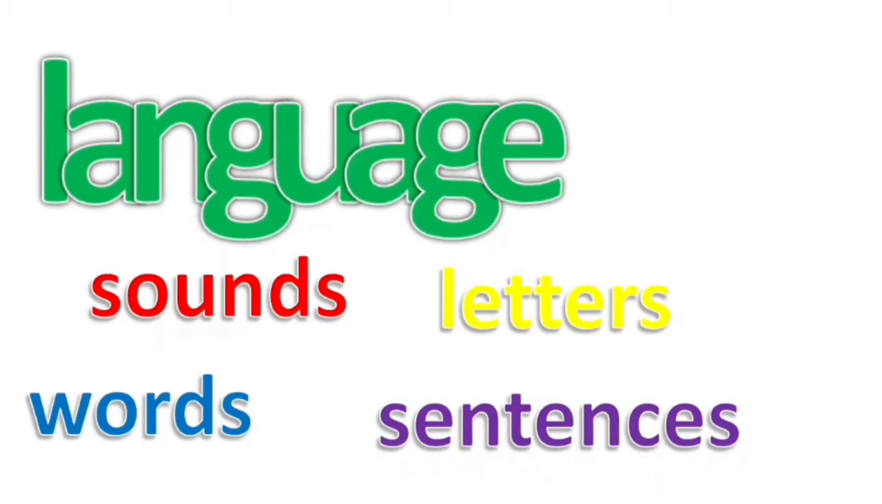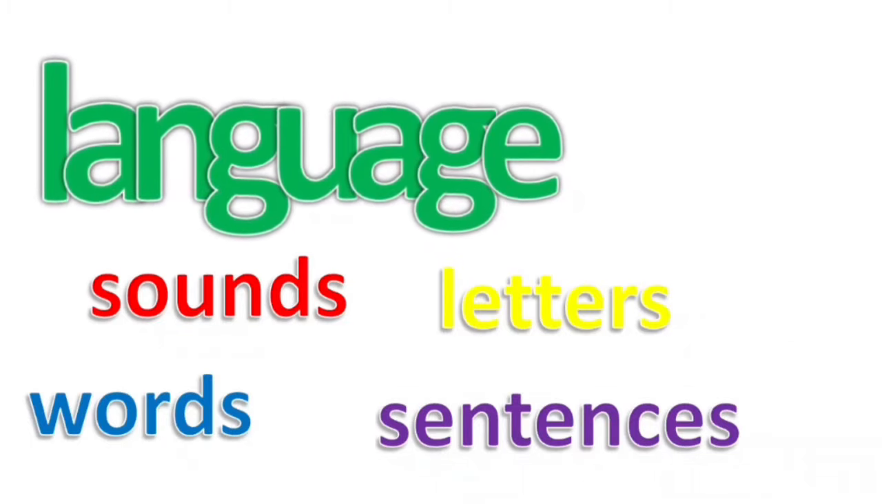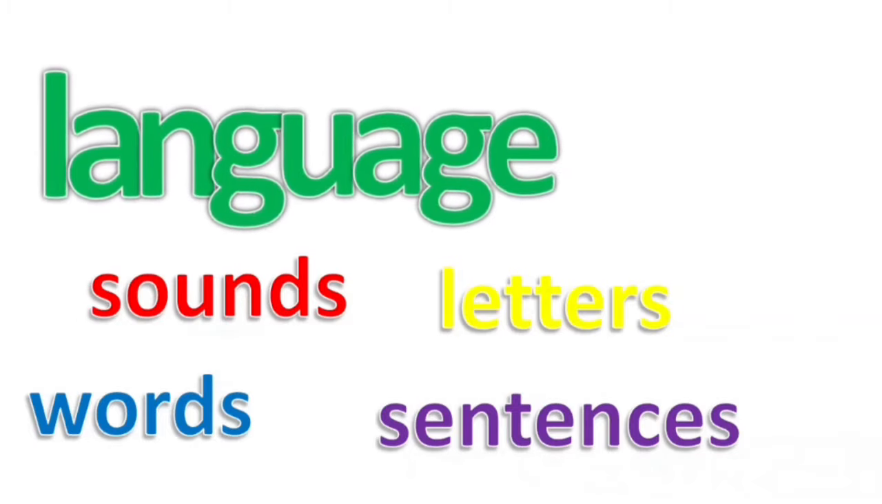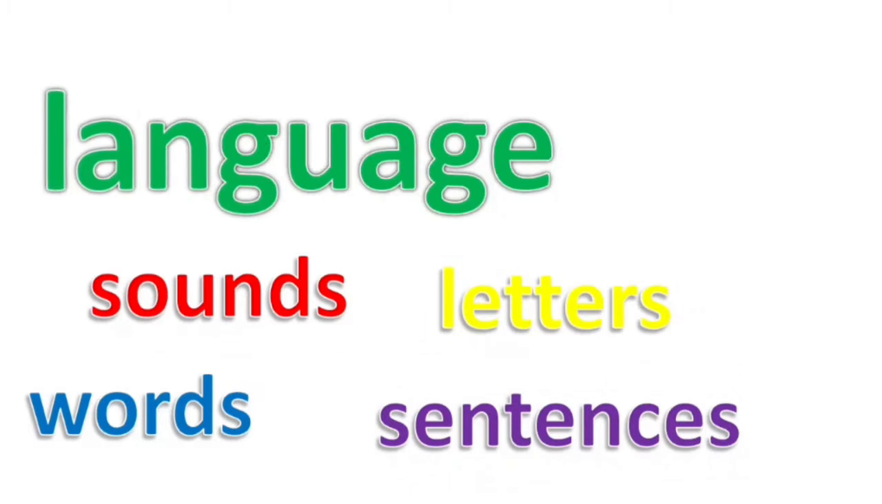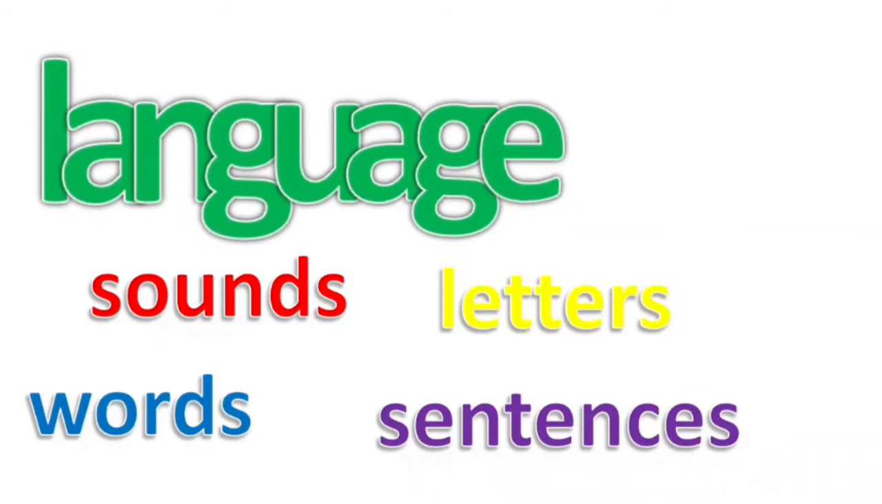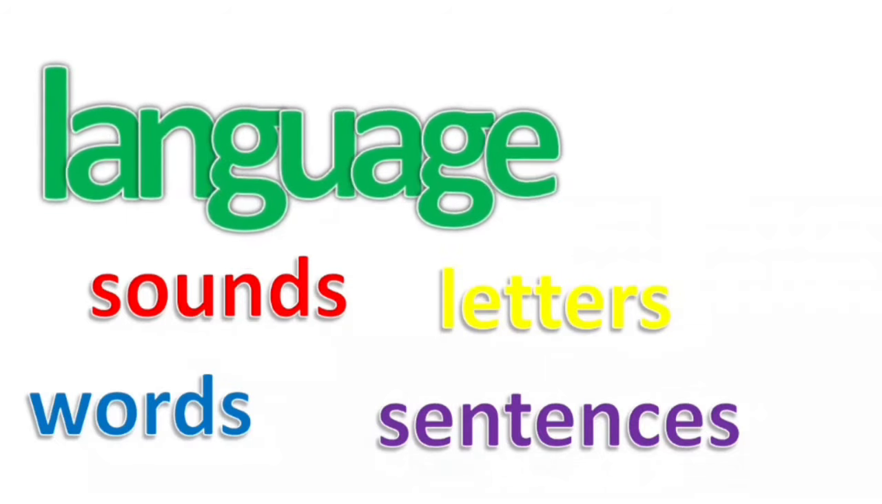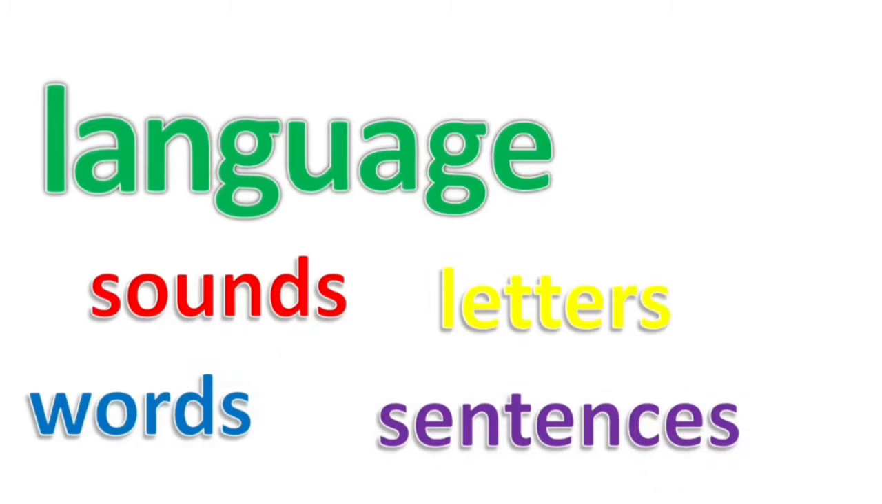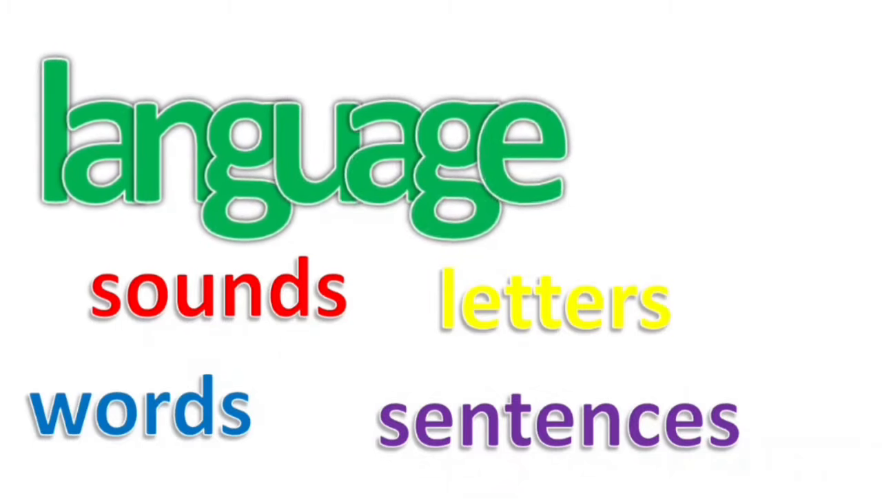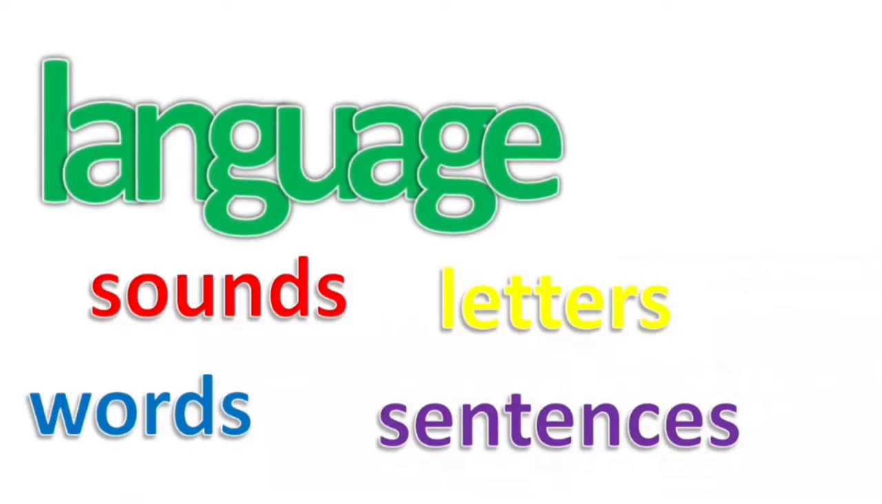Every language, it may be Kannada or Telugu or Tamil, is made up of sounds, called phonetics, then letters, then words and then sentences. To read in English, first we should know the sounds in English, then letters, then automatically the words and sentences will come. Now let's move on to the sounds in English.